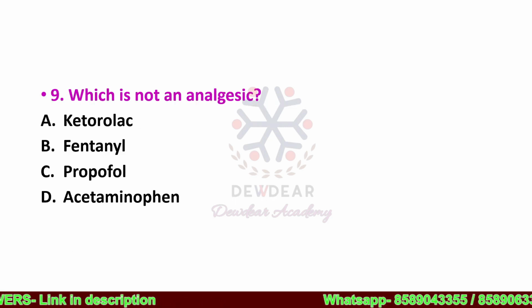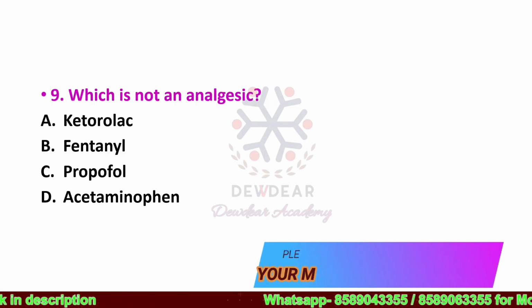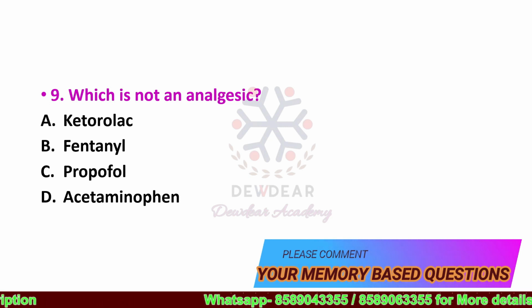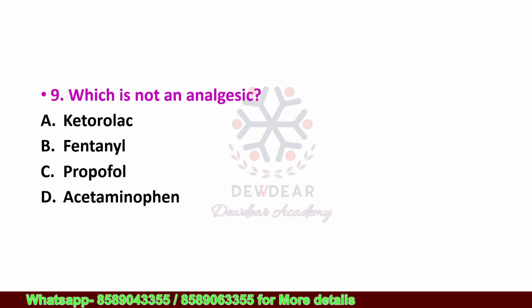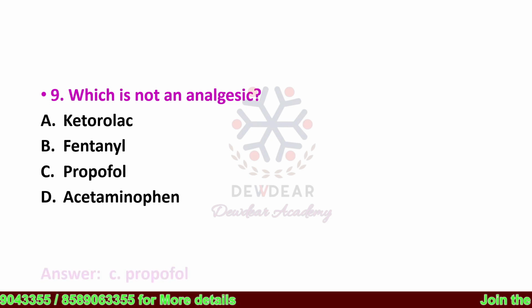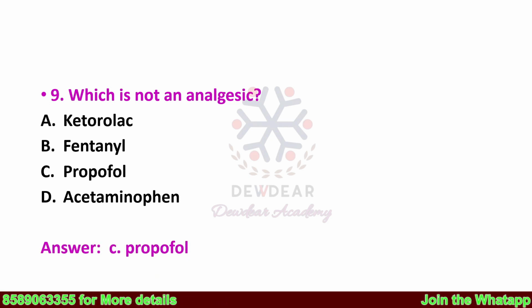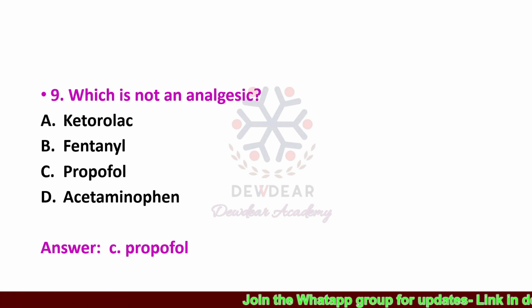Now question number 9, which is not an analgesic. Options are ketorolac, fentanyl, propofol, then acetaminophen. So here the correct answer is option C, propofol. All others are analgesics, but propofol is given as a sedative and anesthetic.